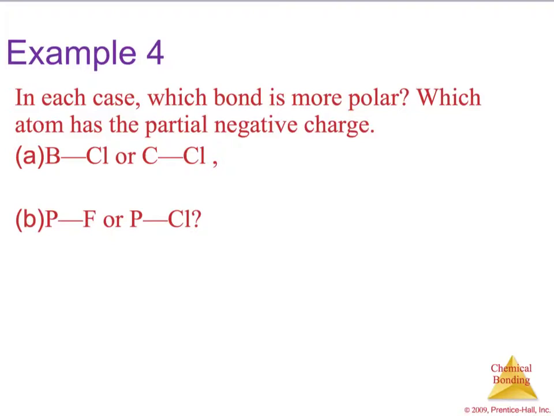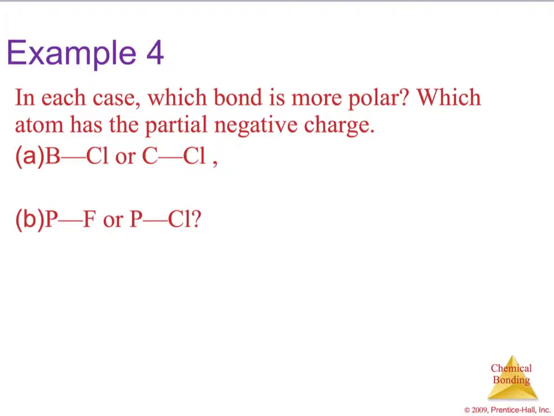So when we look at example 4, it says in each case, which bond is more polar? Which atom has a partial negative charge? If we look at the boron-chlorine or the carbon-chlorine bonds, we need to identify which one is more polar. And to do that, we have to identify which is more electronegative.